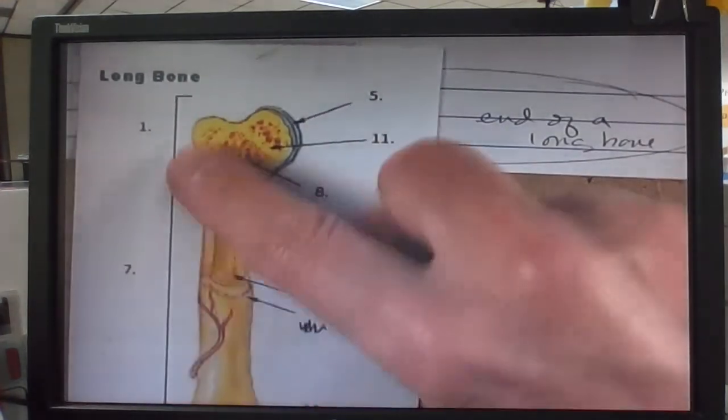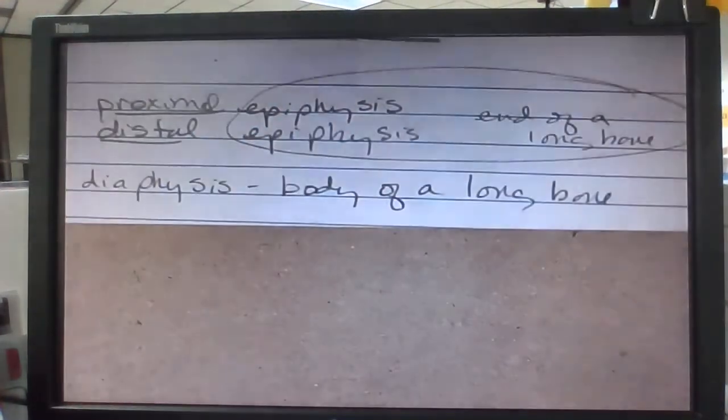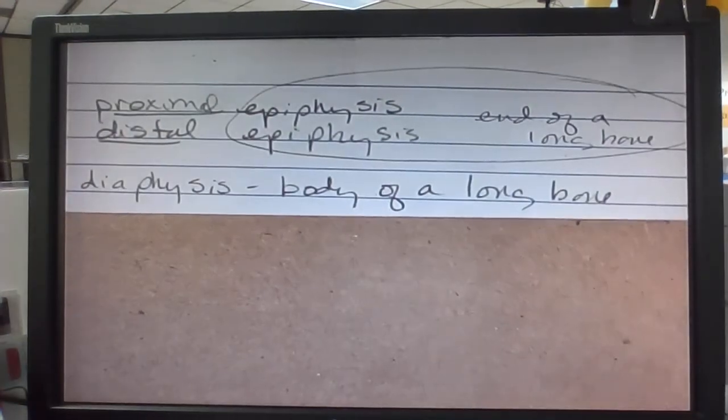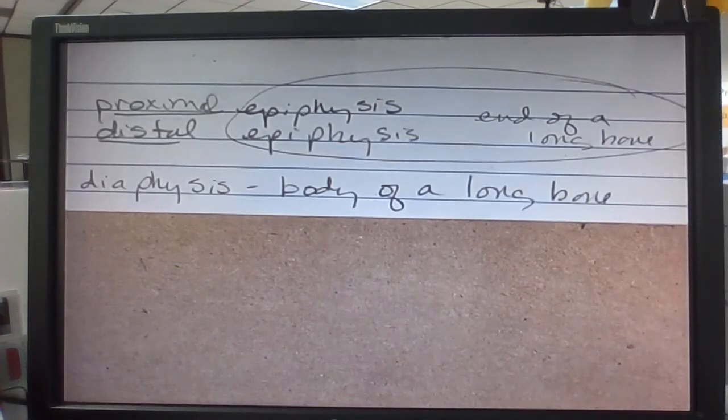All right, number 7, this section right here, that's the diaphysis. Diaphysis, not diaphyses. Epiphysis, diaphysis.